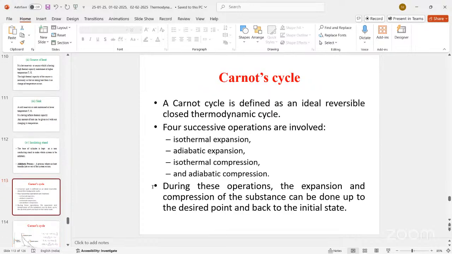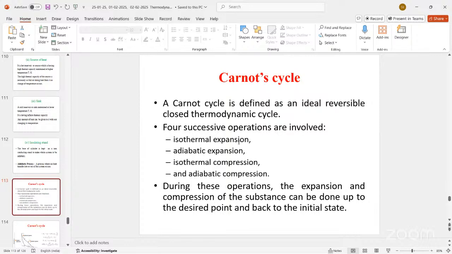Come to the point of what the operations involved in a Carnot cycle are. A Carnot cycle is defined as an ideal reversible closed thermodynamic cycle. Okay, what is the Carnot cycle? A Carnot cycle is defined as an ideal reversible closed thermodynamic cycle. This is called the Carnot cycle.